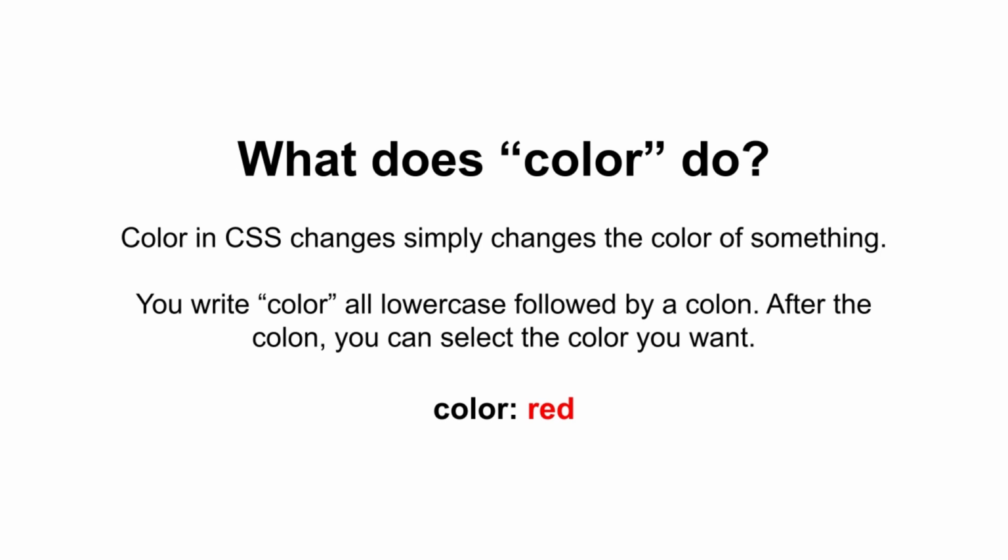What does the color property do? Color is a CSS property that simply changes the color of an HTML element. A CSS property is a specific aspect of styling, like color or size. We can change a CSS property to style an element according to our wants.